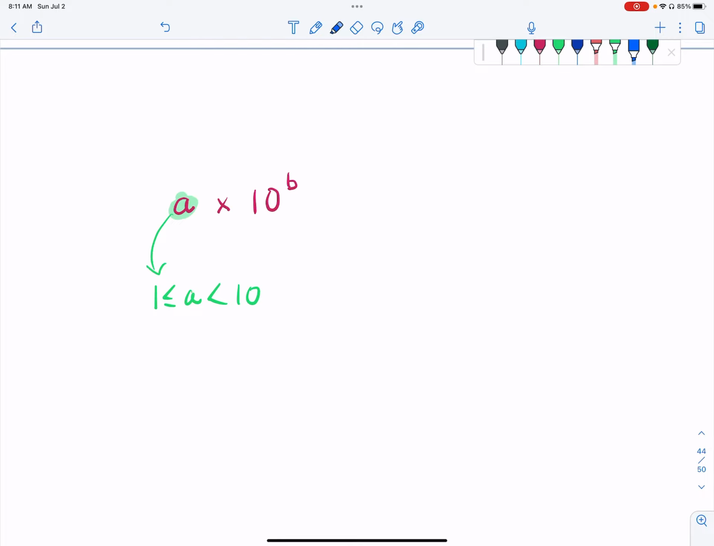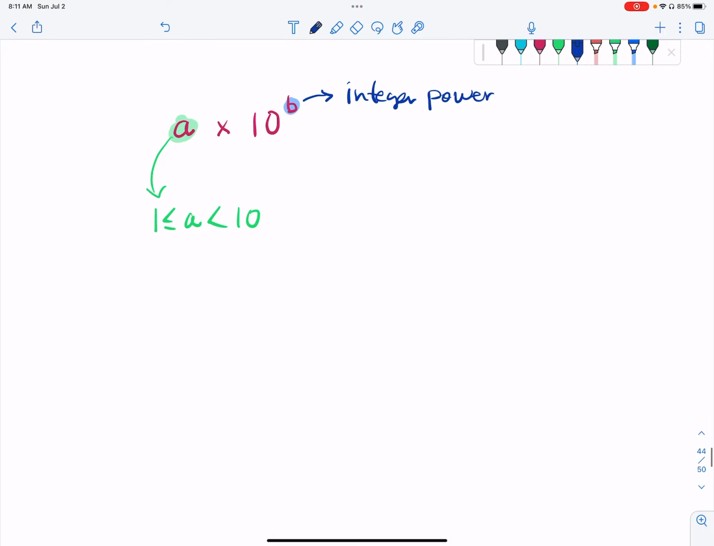Now, finally, this B over here is a power of 10. And for our purposes, that is only ever going to be an integer power. So for example, a positive or a negative 5. Let me give you a couple of examples here. Let's say I have 3.7 multiplied times 10 to the fourth power.